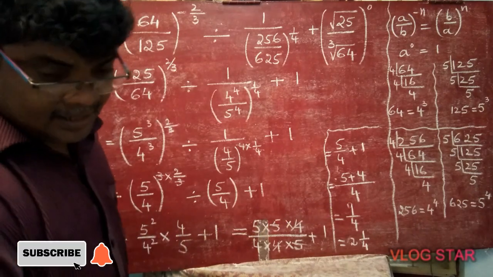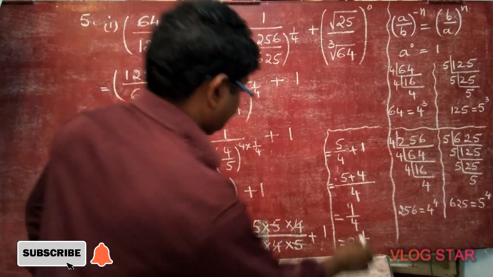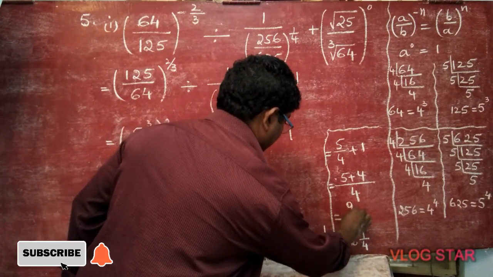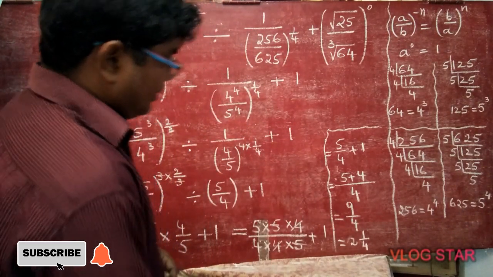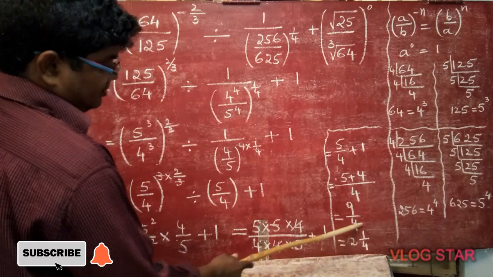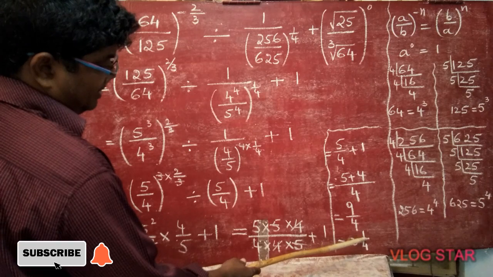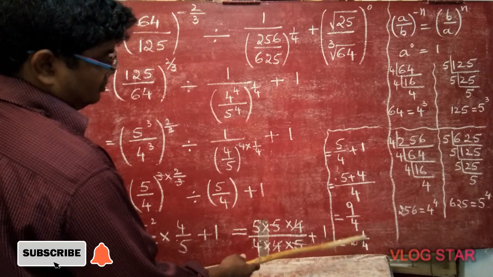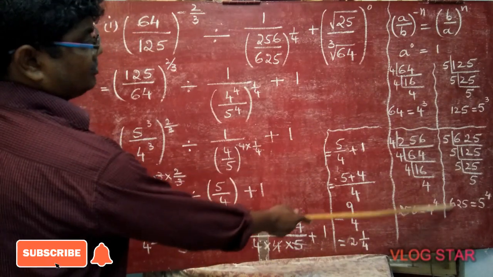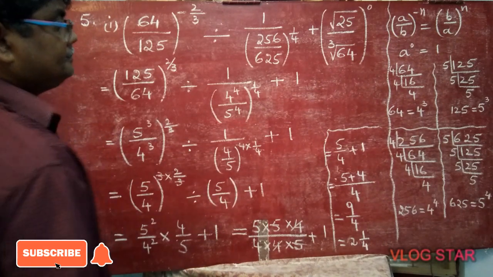How much is it? 9 by 4. This is 9, 9 by 4. Improper fraction, change into mixed. Divide here: 4 goes in 9 2 times and 1 will be remainder. So 2 1 by 4. And these are all the part and parcel of the problem. You have to show this working.